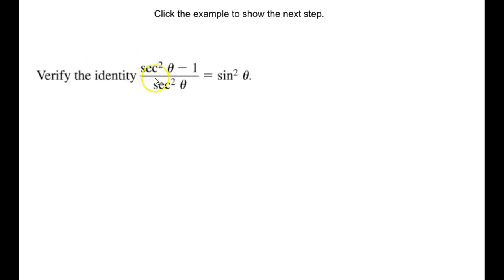When you verify an identity, you really only want to work with one side of the equation at a time, because you already know what you're trying to get to. So here I'm looking at secant squared theta minus 1 divided by secant squared theta equals sine squared. So I know I'm going to try and get this left side to equal sine squared.